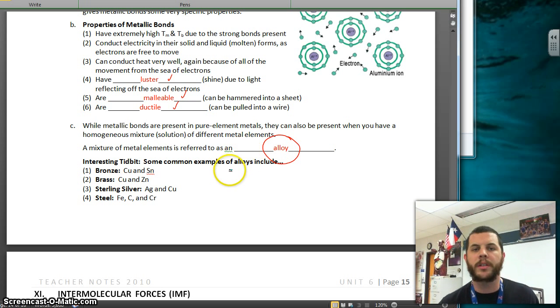Okay. So we've got one more video after this over intermolecular forces, and then that will be the end of Unit 6. So there we go.